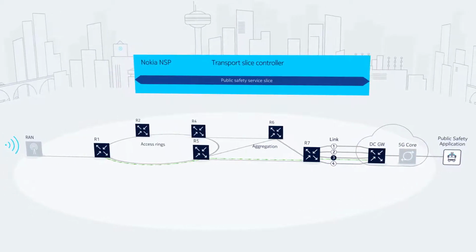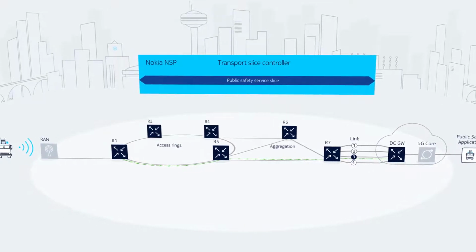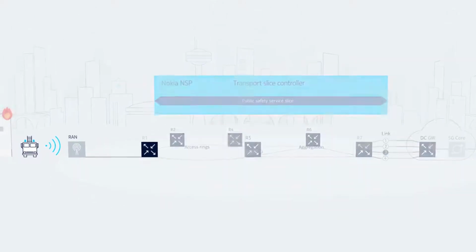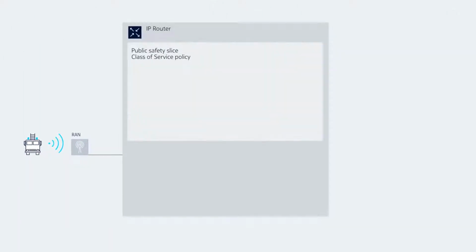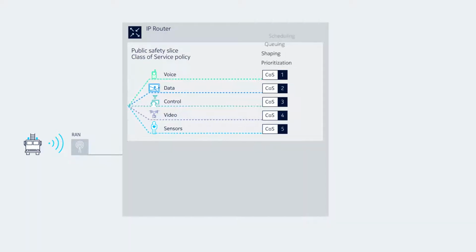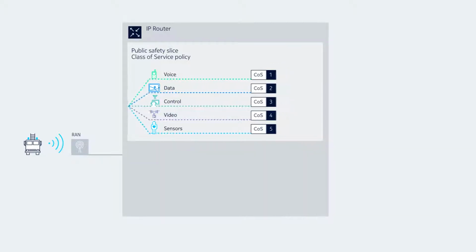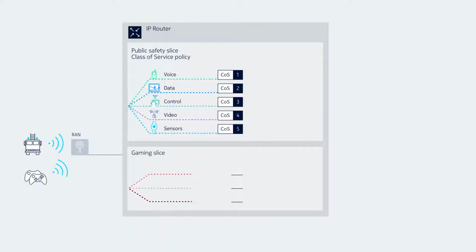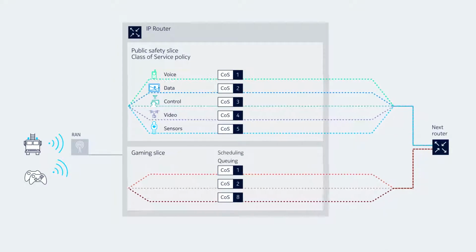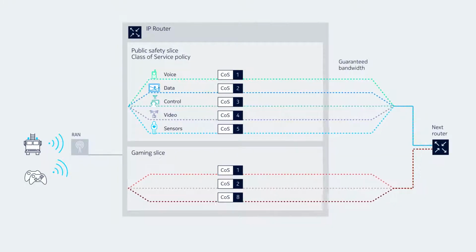This full automation not only saves operational costs, but also provides a fast and accurate service setup. Each application in the public service slice has its own class of service and is prioritized, shaped, queued, and scheduled as appropriate based on the SLA. Each slice is guaranteed its own SLA across the transport network, keeping the traffic on each slice separate and preventing competition for bandwidth or priority.